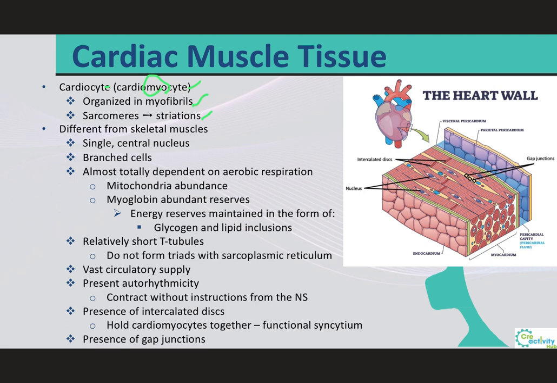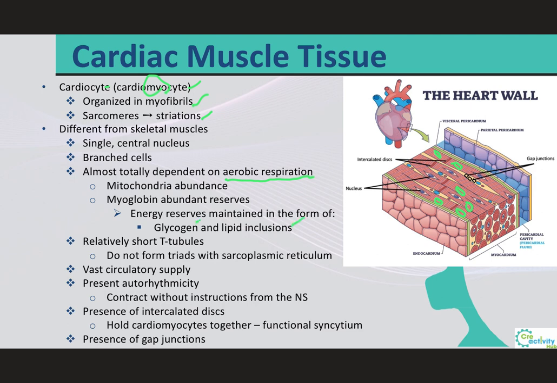Here are some additional and very important ways in which cardiomyocytes are going to be different. First, we can say that cardiomyocytes are almost totally dependent on aerobic respiration to be able to obtain the energy that is needed to continue contracting over and over again. Therefore, the cardiomyocytes will contain several mitochondria, and they're also going to contain abundant reserves of myoglobin to be able to store oxygen. And these energy reserves are going to be maintained in the form of either glycogen or lipid inclusions.